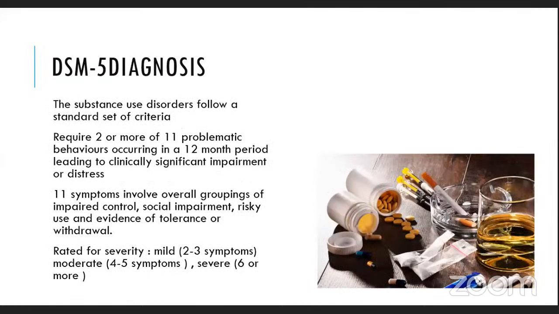The substance use disorders follow a standard set of criteria, requiring 2 or more of 11 problematic behaviors which occur in a 12-month period, leading to clinically significant impairment or distress. The 11 symptoms involve overall groupings of impaired control, social impairment, risky use, and evidence of tolerance or withdrawal. This is also further rated for severity as mild, moderate, or severe.